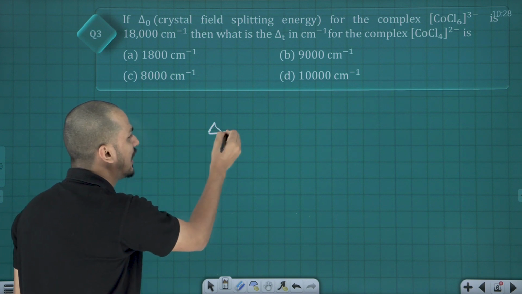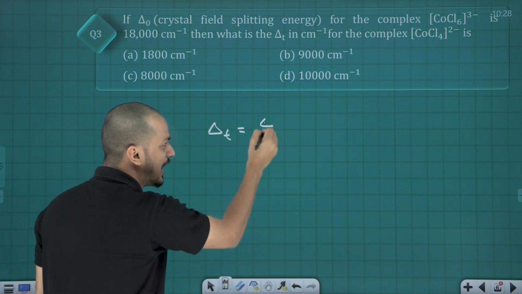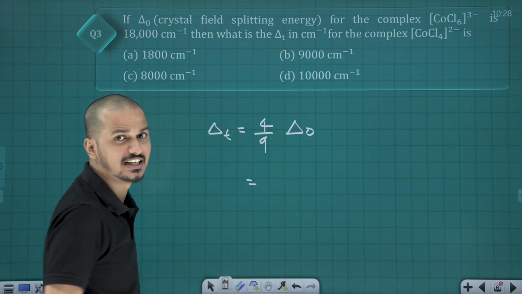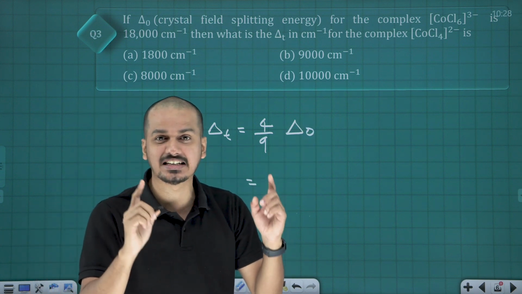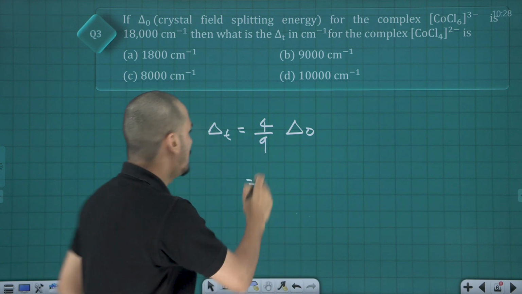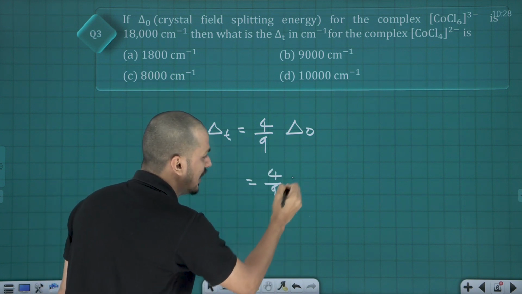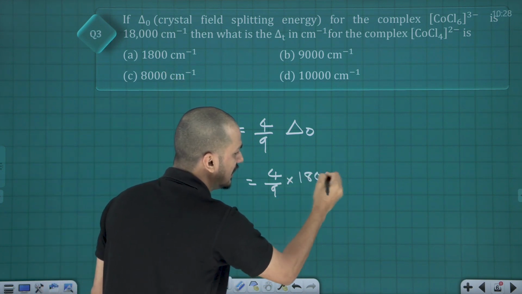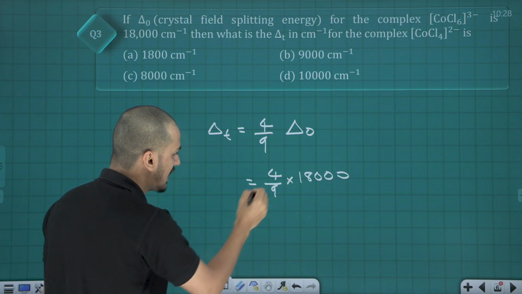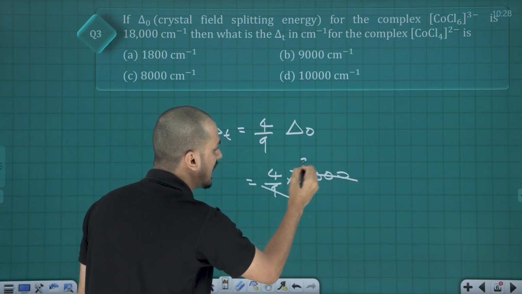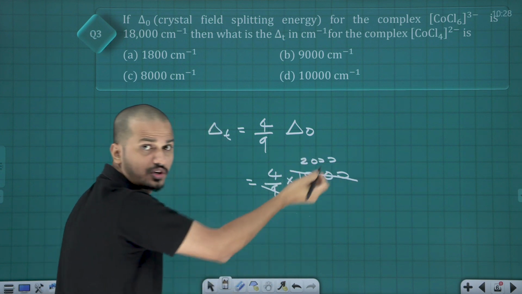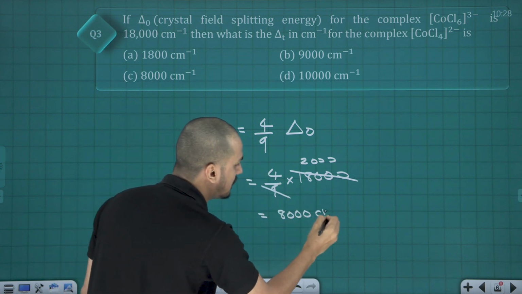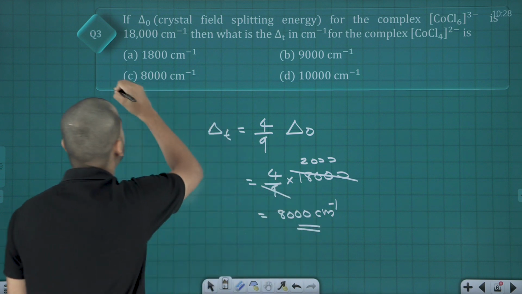Delta T equal to 4 by 9 times delta O. So 4 by 9 into delta O, how much? Delta O is 18,000. So we can cancel 9 and 18,000. We get 2,000. So 4 into 2,000, 8,000. 8,000 centimeter inverse. Option C will come.